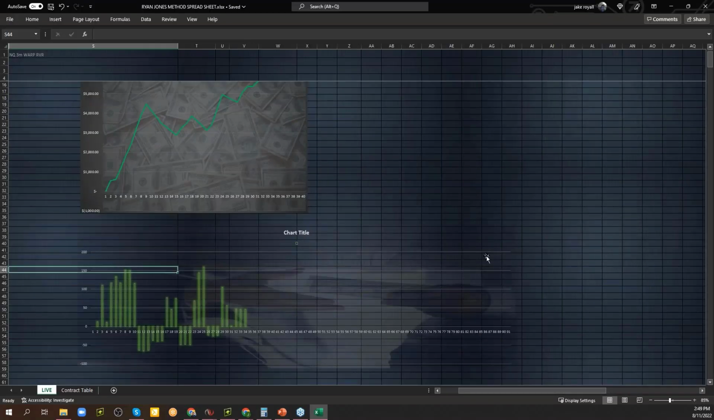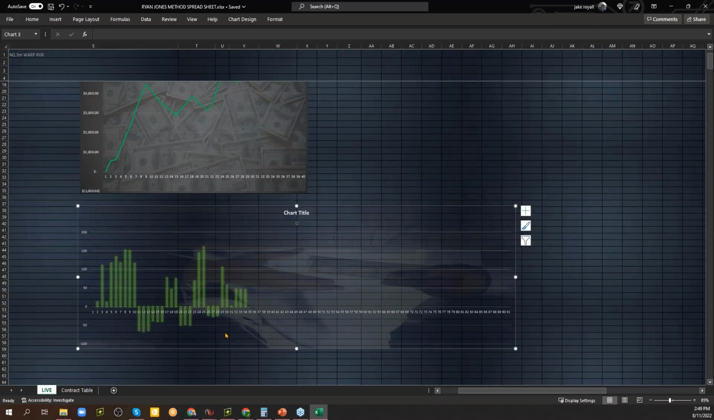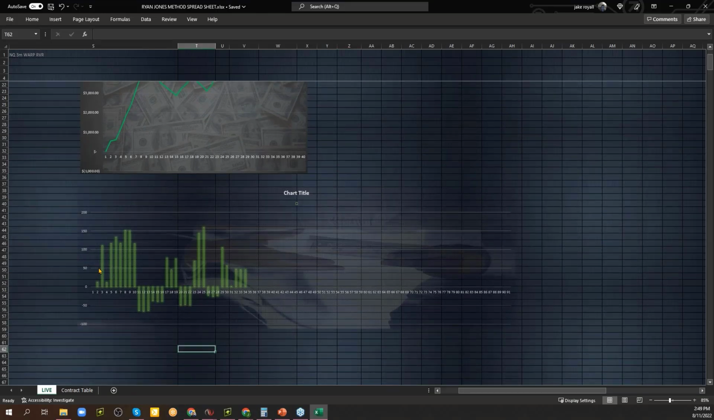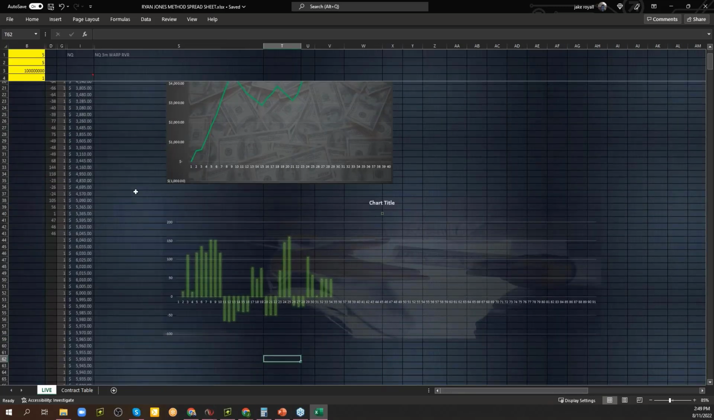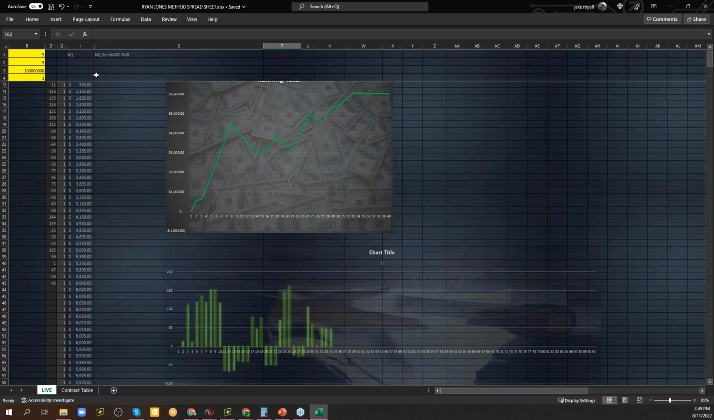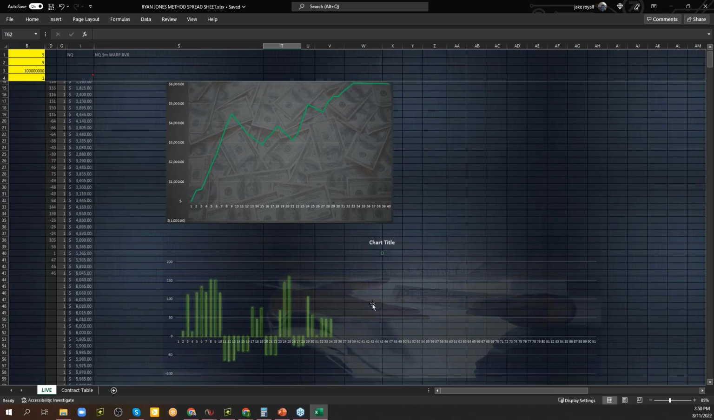Oh, here you go. You can see it visually. Check that out. There's wins on the top, and then there's the losses on the bottom. Because of the way that the contracts are and this Ryan Jones method and the math behind the spreadsheet, it's a little weird to try to get this thing to tell me the win percentage. It would take me a second, but you can just look down here.